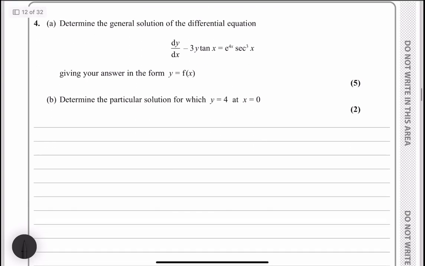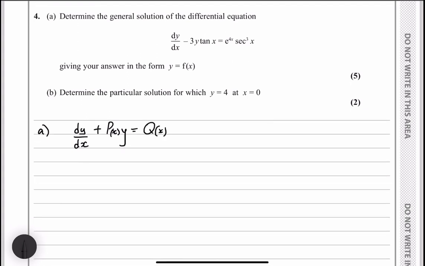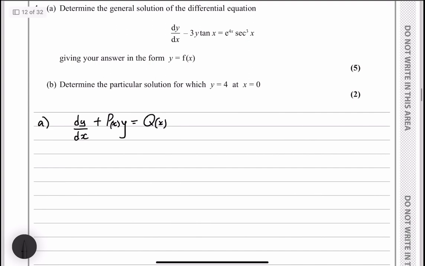Determine the general solution of the differential equation, giving your answer in the form y equals a function of x. So to do this, let's recognize it is of this form. So the first thing to do is to find an integrating factor, e to the integral of p of x dx, which gives us e to the integral of minus 3 tan x dx, which I'll write like this.